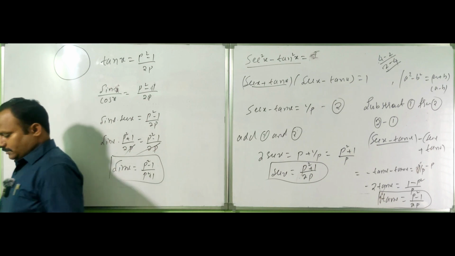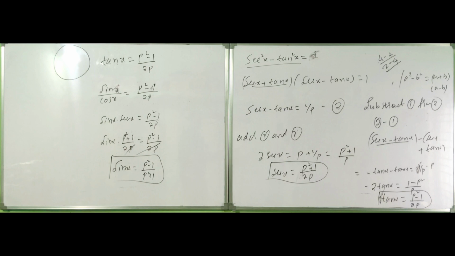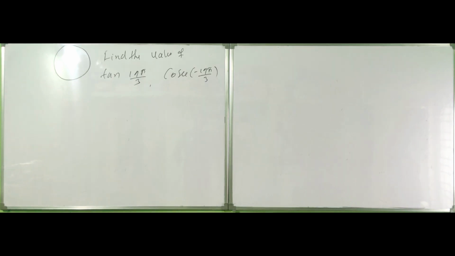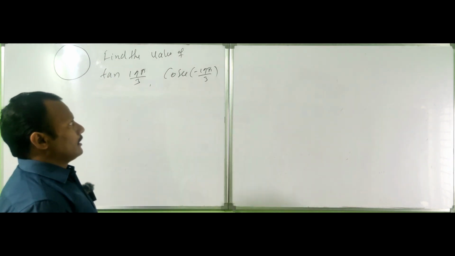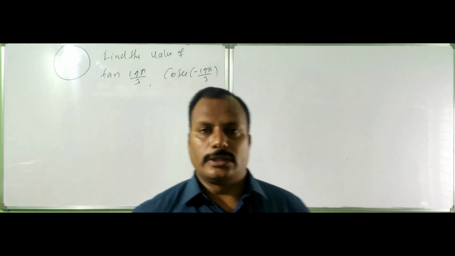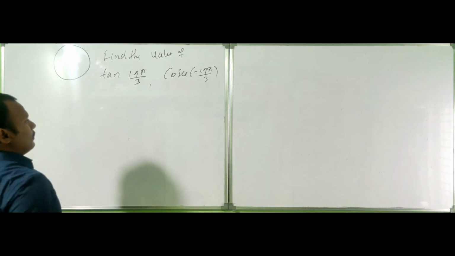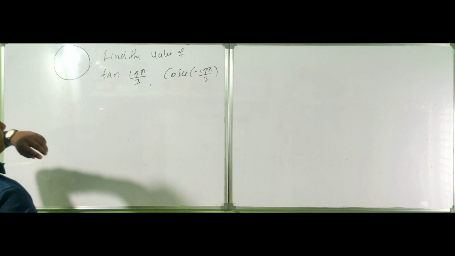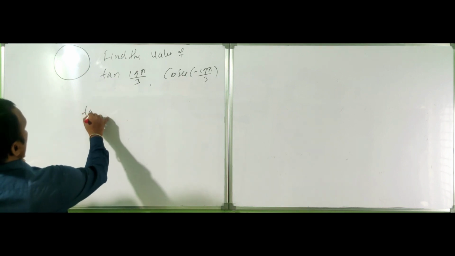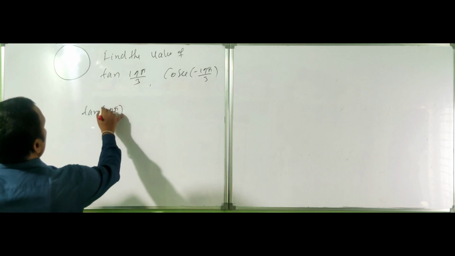Next question is, find the values of tan 19 pi by 3 and cosecant of minus 19 pi by 3. This is the easiest only, but I am telling how we should take the angles, near periods. Tan 19 pi by 3.